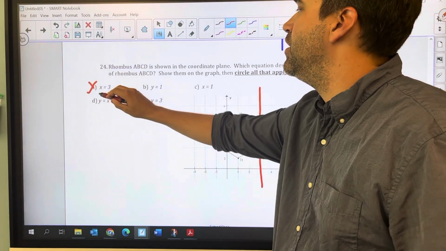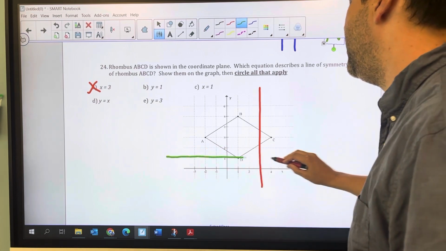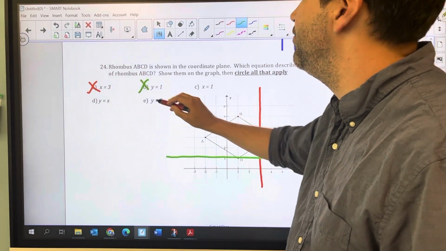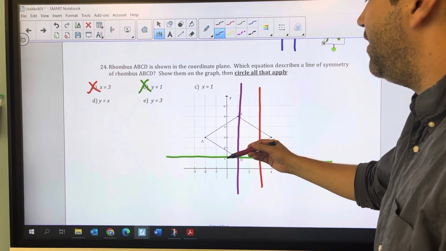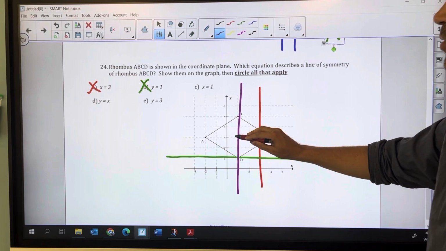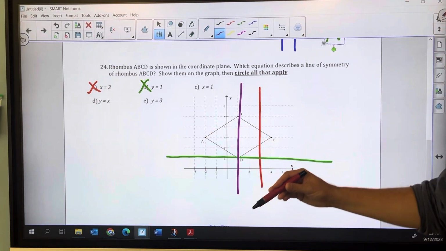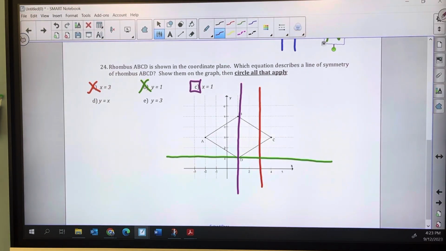Nope, that's not going to work. Y equals 1 will be a line right there. Nope, that's not going to work. X equals 1 would be a line right there. Hey, there we go. Now you can see point C, 1, 2, 3 away. Point A, 1, 2, 3 away that way. Those will in fact line up. So C is one of the answers.